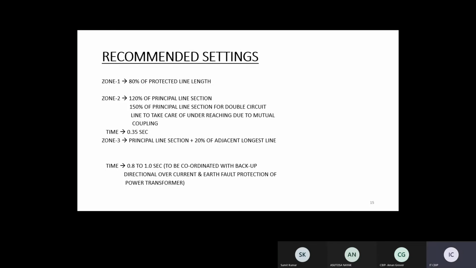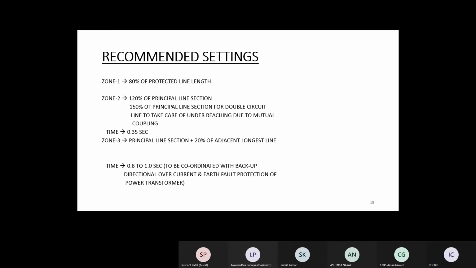You see, zone one, we are giving 80%. Suppose there is a double circuit line. It has been seen, double circuit line, that means it will have mutual impedance between the two circuits. Mutual impedance. So it has been said that suppose the parallel circuit is out of service and its both end R switches are closed, then the circuit which is operating in parallel to it sometimes overreaches.